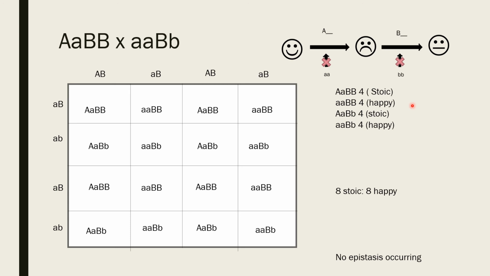So here we can see that the ratio is going to be 8 stoic to 8 happy, which is much different than the 9:3:4 that should be with single recessive epistasis. So we can conclude that there is no single recessive epistasis happening in this dihybrid cross.